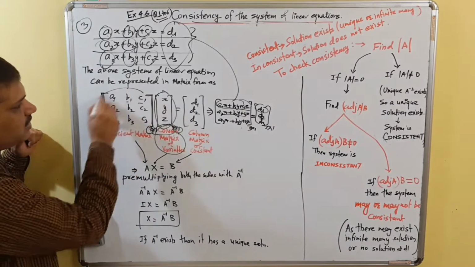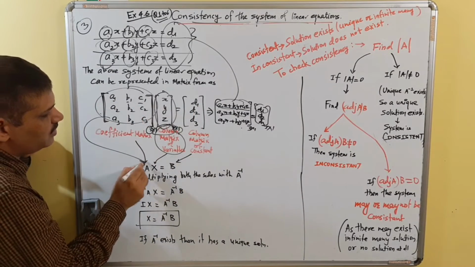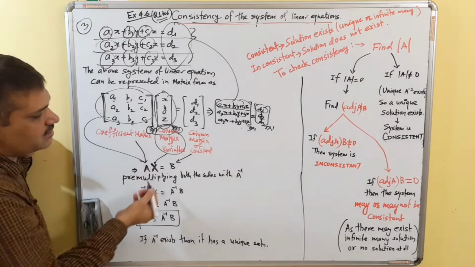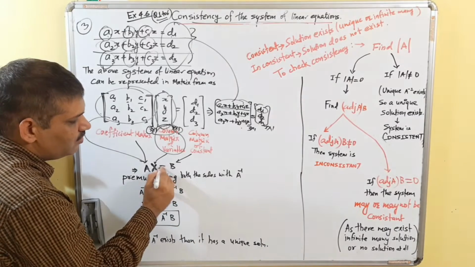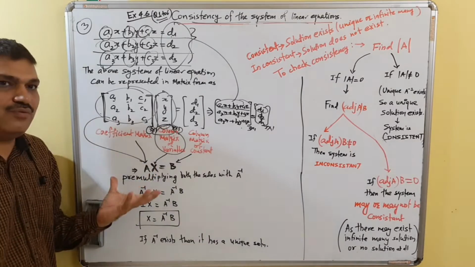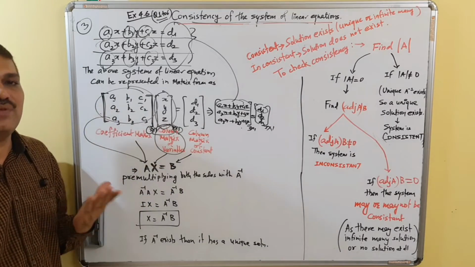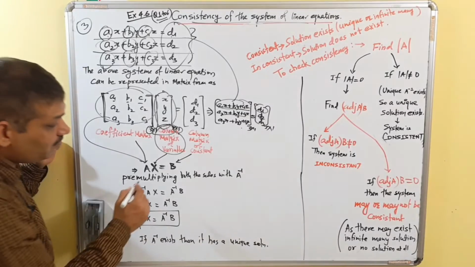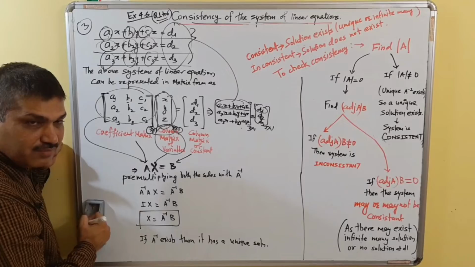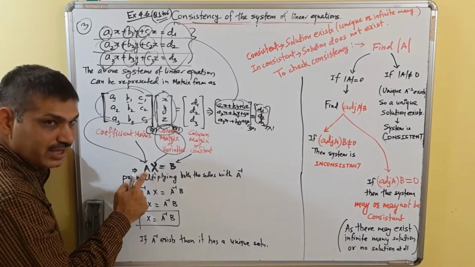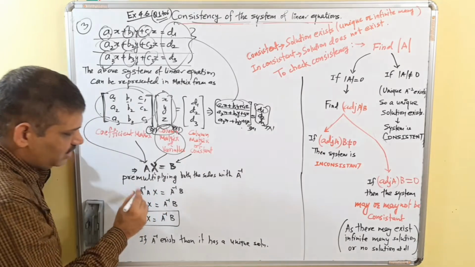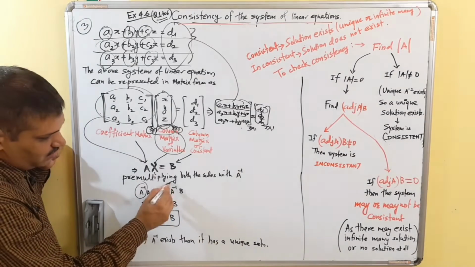Now this coefficient matrix is generally named capital A, and the variable matrix is named capital X, is equal to the constant matrix, given as capital B. Now to find the solution of this system of linear equations, we need to find the value of X, the variables. We need to remove A. For that, we pre-multiply both the sides by A inverse.